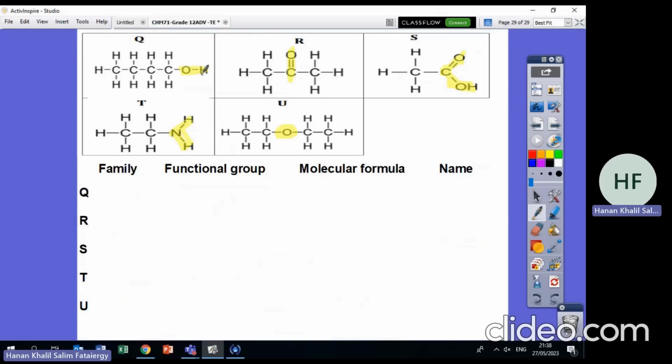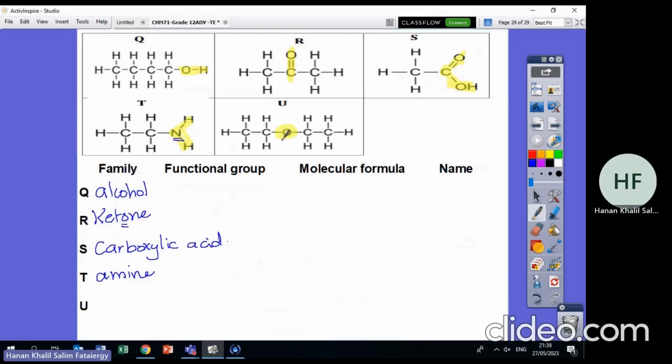Okay, يلا نبدأ بالأولى. اللي فيها OH we said it is called alcohol. اوكي اللي فيها C double bond O it is called ketone. تذكروا قلت لكم حطوا خطين تحت ال O double bond O بالنص. Okay, as 2 oxygens, so this is carboxyl acid. اللي فيها nitrogen we call it amine. Okay, اللي فيها oxygen بالنص we call it ether.